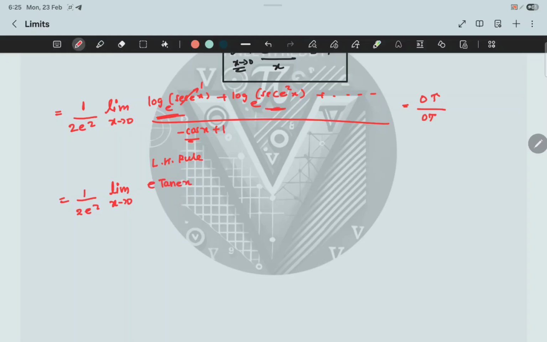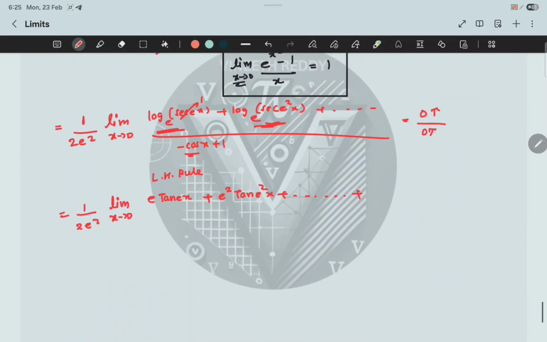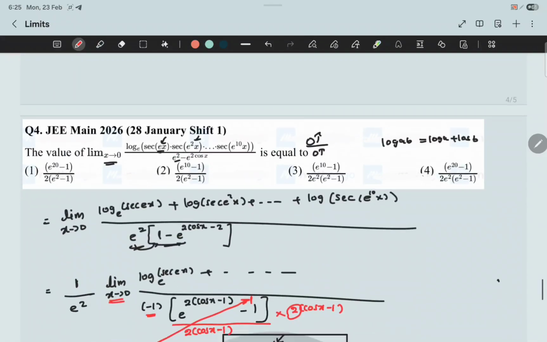If I differentiate this, what should I be getting? I should be getting e square tan e square x. If you are doubtful, just differentiate this once and check, you will be getting this. The last term should be e power 10 into tan e power 10 x. I hope you are with me.